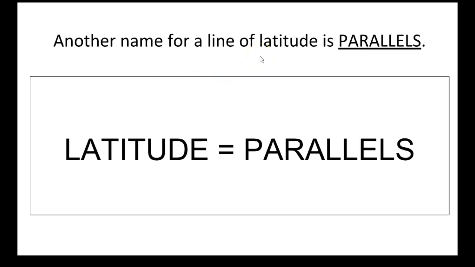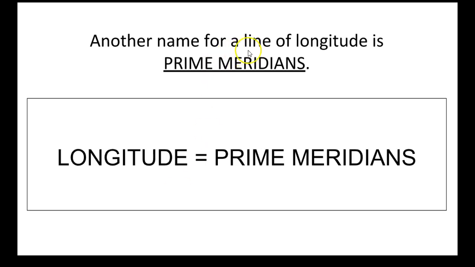Another name for a line of latitude is parallels. Parallels mean they're even. So when you're talking about latitude, think of parallels. Think about the bottom parts of the L's. Parallels, bottom parts, just like latitude. Another name for a line of longitude is meridians. Specifically, the prime meridian is the one in the middle. So longitude lines that go up and down are meridians.